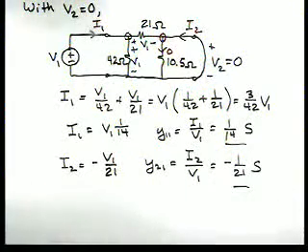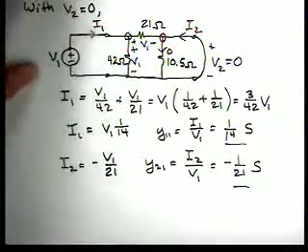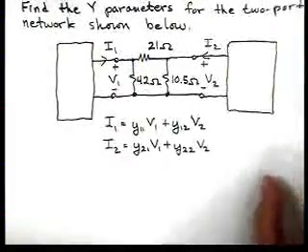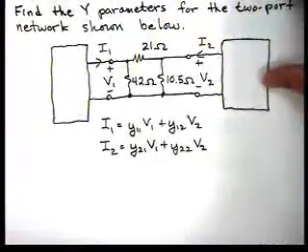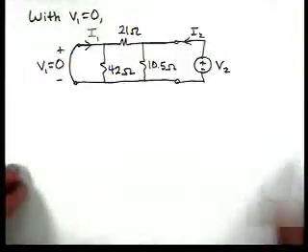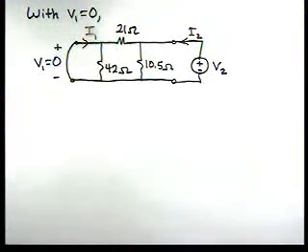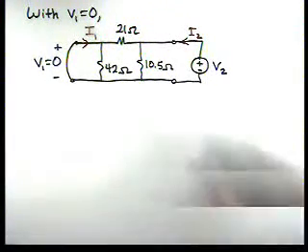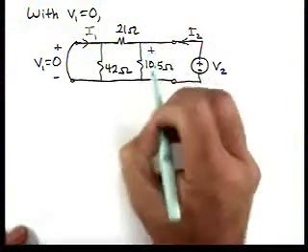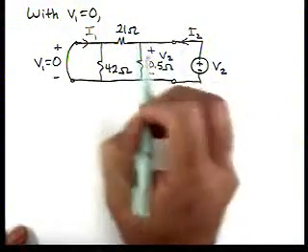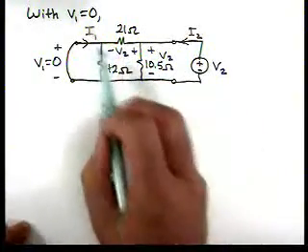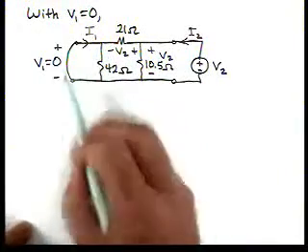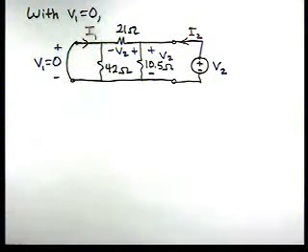Now, to find the other parameters, we're going to need to set V1 equal to 0. And that will allow us to find Y12 and Y22. So now, with V1 equal to 0, here's our circuit. And if we look now, the voltage V2 is across that resistor, because by KVL, since this is 0, that has to be V2.